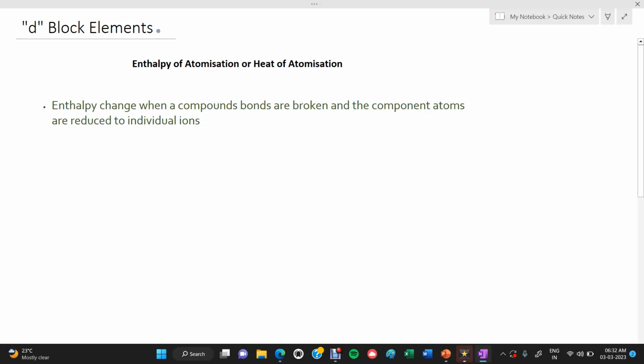Good morning, guys. Today we shall see one important part in d-block elements, that is enthalpy of atomization or heat of atomization. The word enthalpy itself, what do you mean by the word enthalpy? Heat change. The heat change that takes place during the atomization. What is atomization? Atomization is nothing but making into atoms.